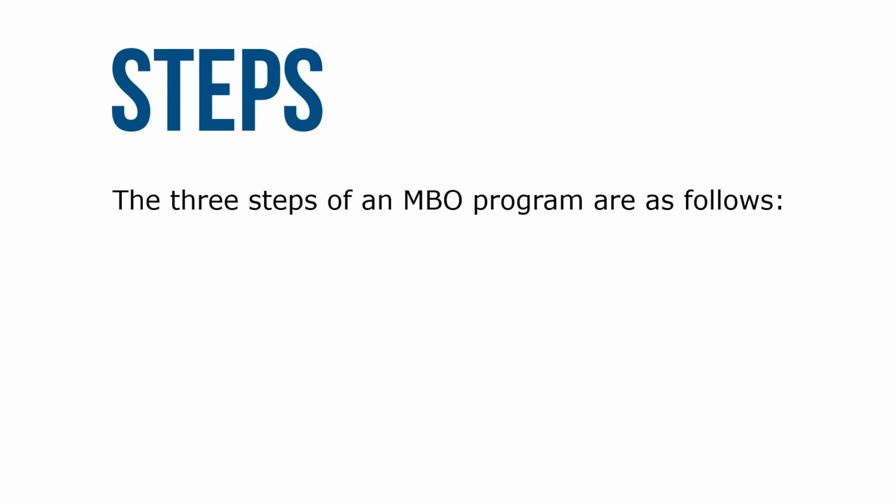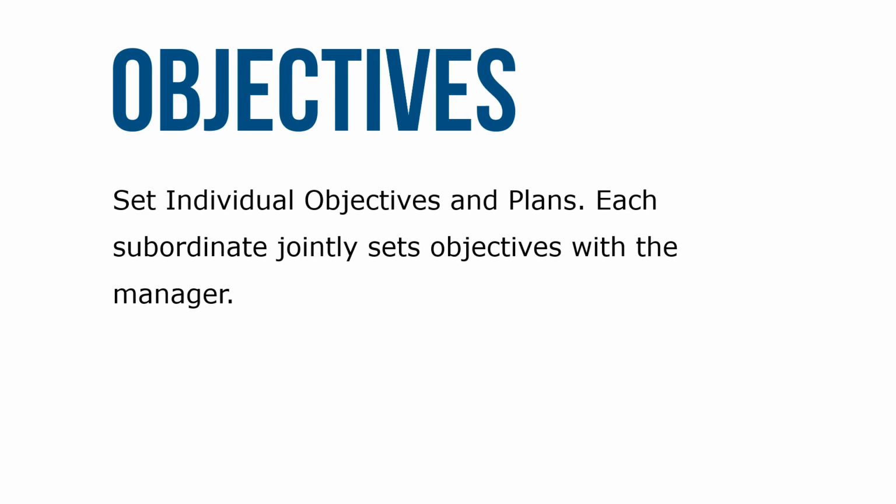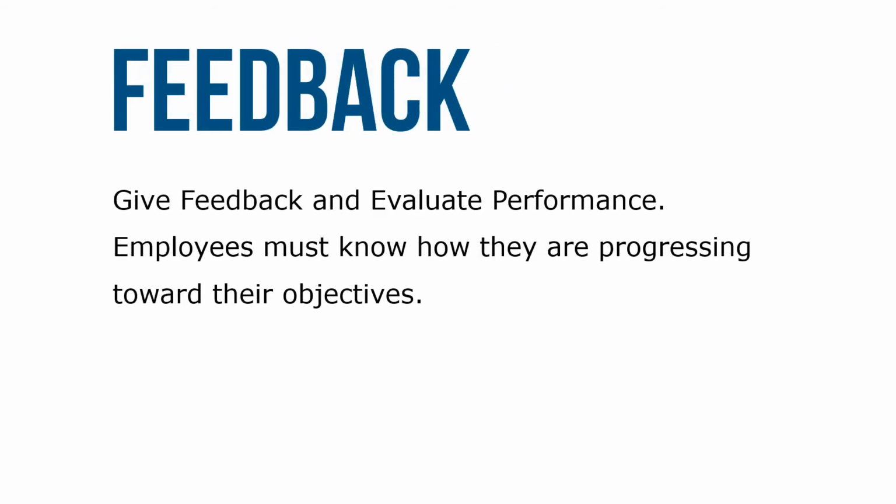There are 3 steps of an MBO program. Step 1. Set individual objectives and plans. Each subordinate jointly sets objectives with a manager. Step 2. Give feedback and evaluate performance. Employees must know how they're progressing towards their objectives.